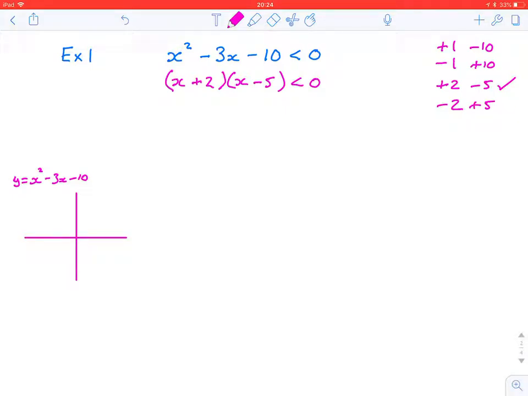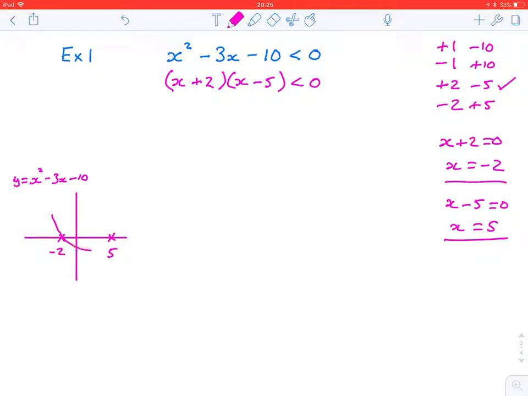Now we need to find the two values where the expression on the left hand side would be 0. So either x plus 2 would be 0, in which case x would be minus 2, or x minus 5 would be 0, in which case x would be 5. And now I'm going to draw the graph of y equals x squared minus 3x minus 10, and the two critical points are when x is 5 and when x is minus 2.